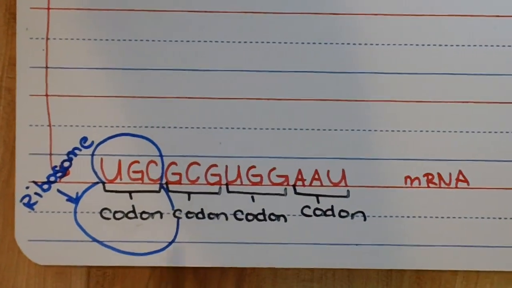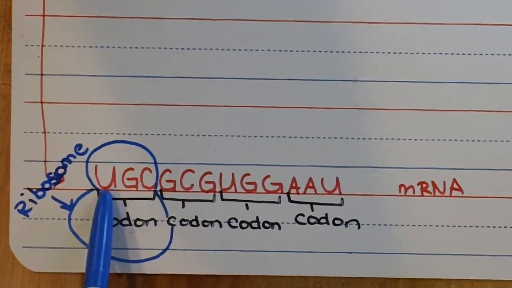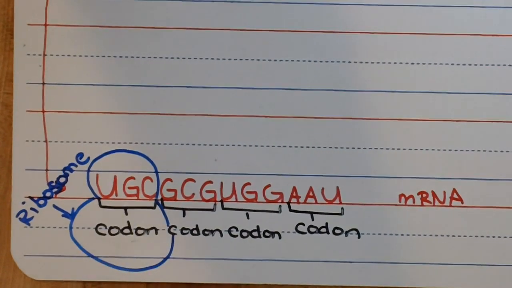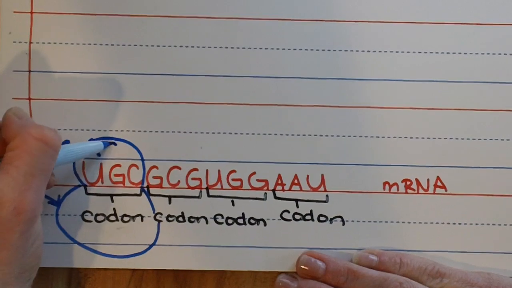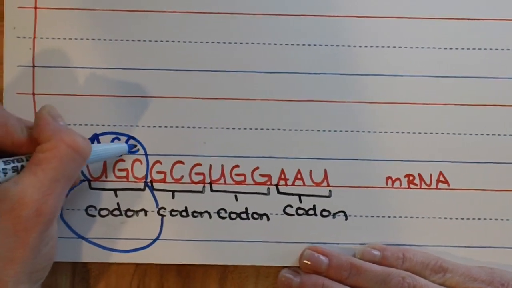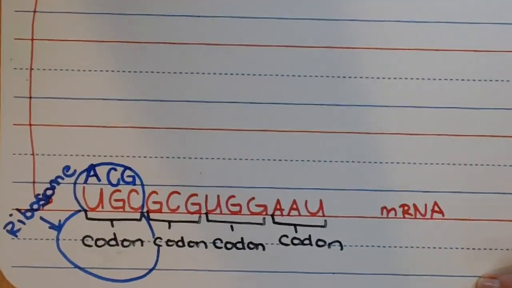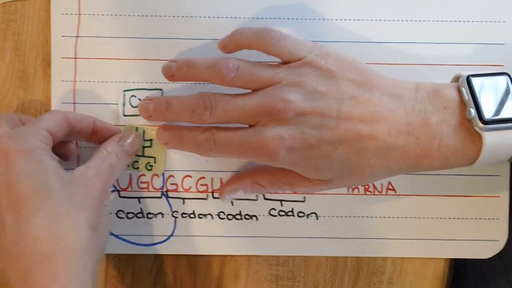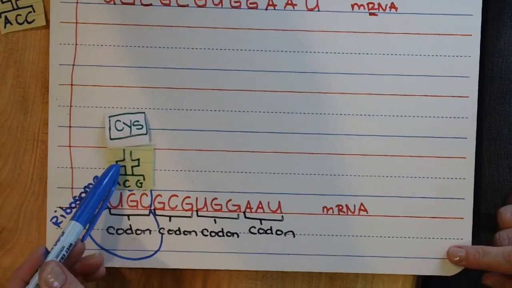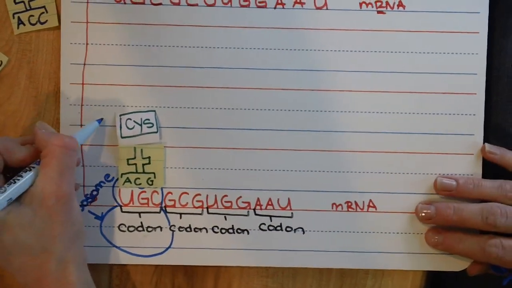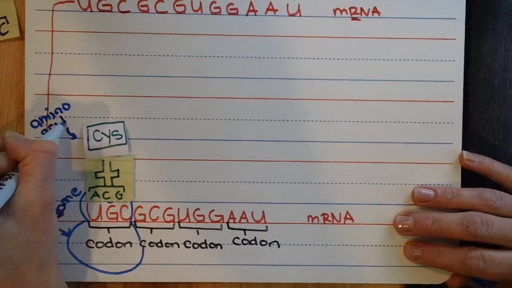Now tRNA has that anticodon, and the anticodon is going to match up with the codon. So if I have U, it is going to pair with A, G goes with C, and C goes with G. So over here I'm going to find my anticodon ACG, and here it is. I have my ACG, I have my tRNA, and over here, what's this fancy thing? You're right, an amino acid.